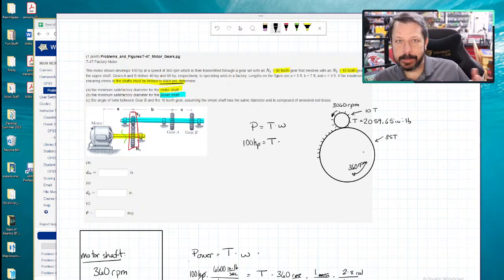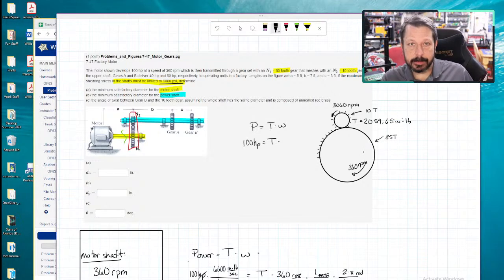So maybe it's easier to think about the speed ratios than the torque ratios, and just know the torque is the inverse of the speed. If I multiplied the speed, I divided the torque, and if I divided the speed, slowed it down, then I multiplied the torque. Okay, so there's our torque.